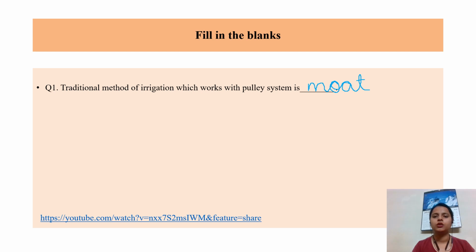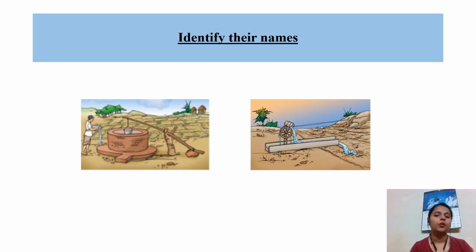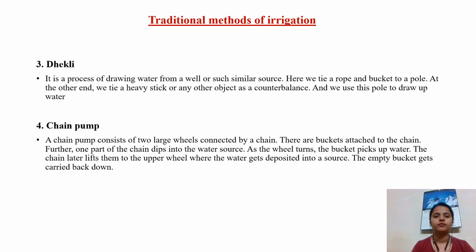Okay, yes, all of you are right. Now let's move further. Now we have another two images, and I want you to write the answer in the chat box, and it should be correct. Yes. So other traditional methods of irrigation are dhekli and chain pump. Now let's see what dhekli is and how it works.